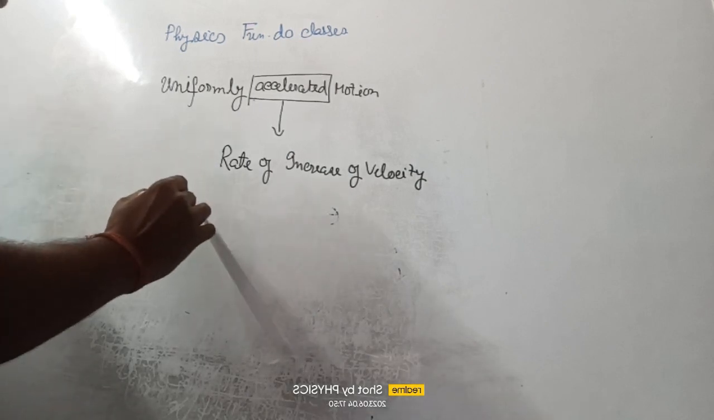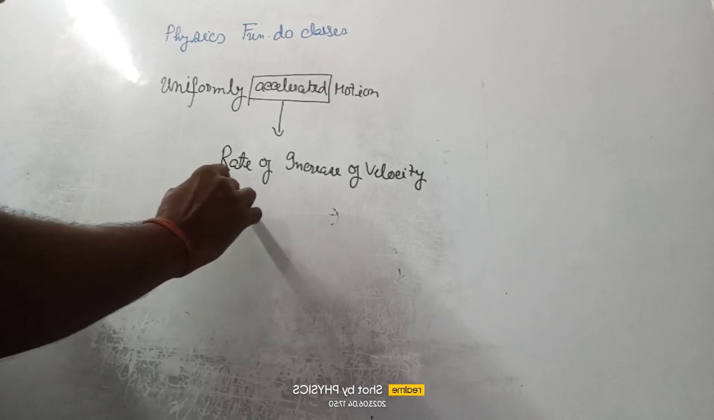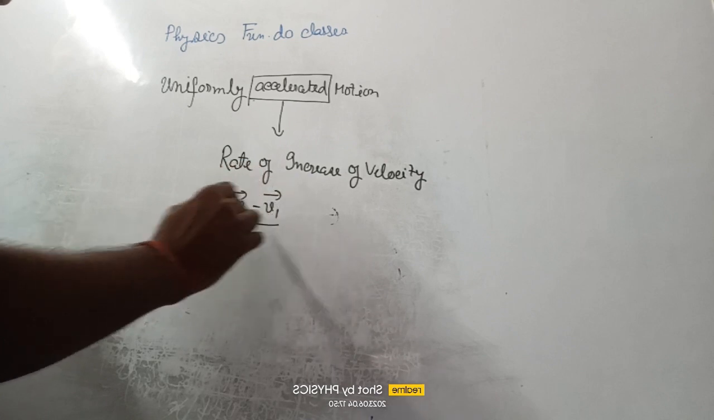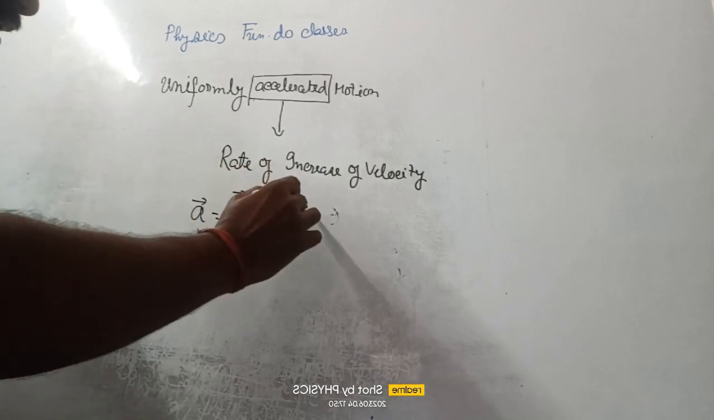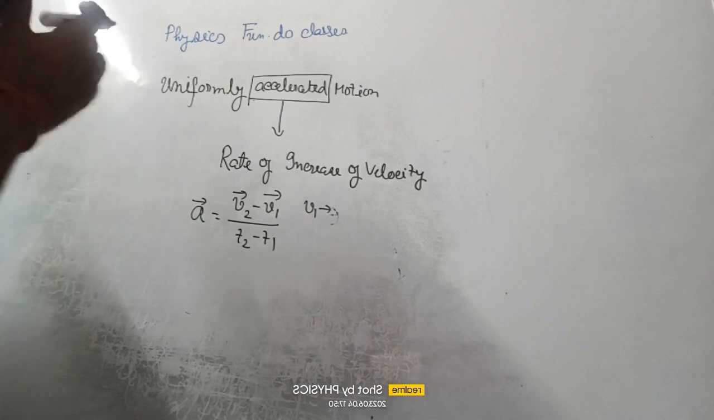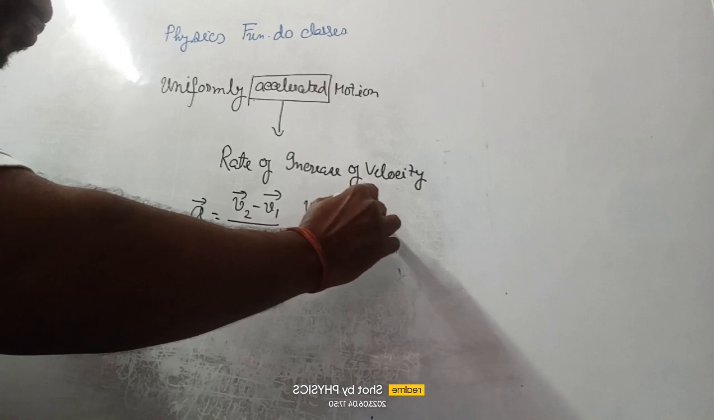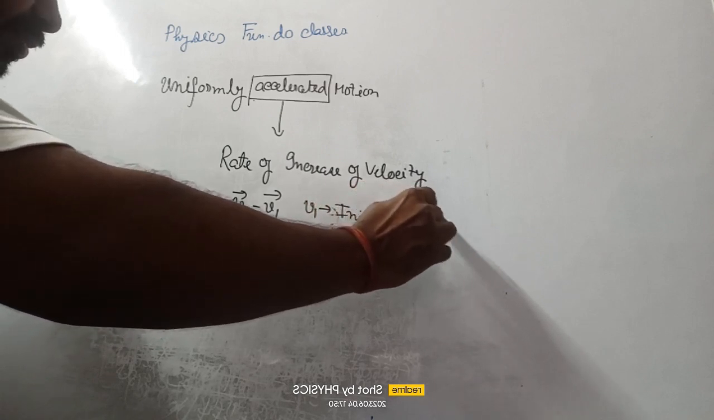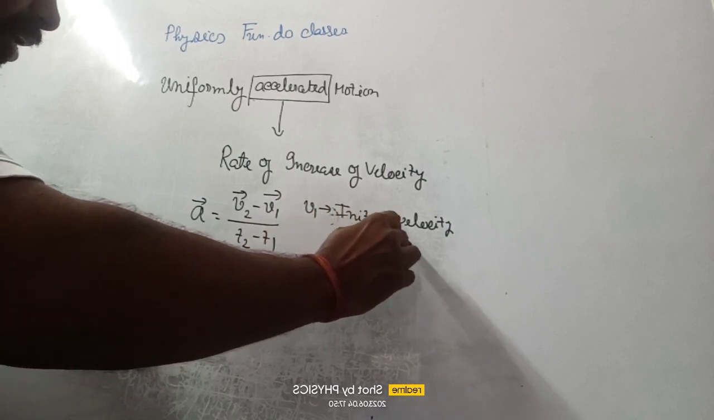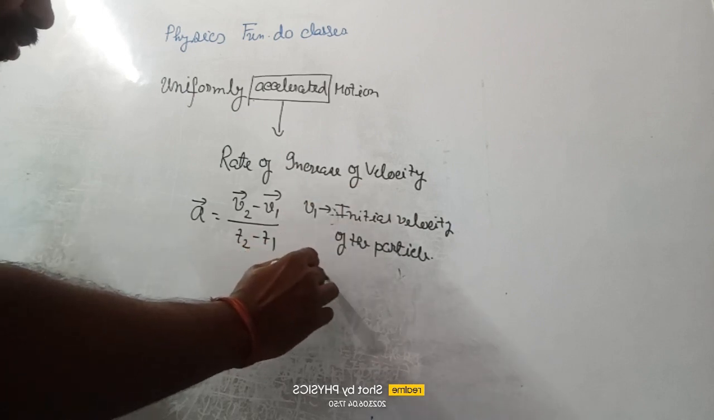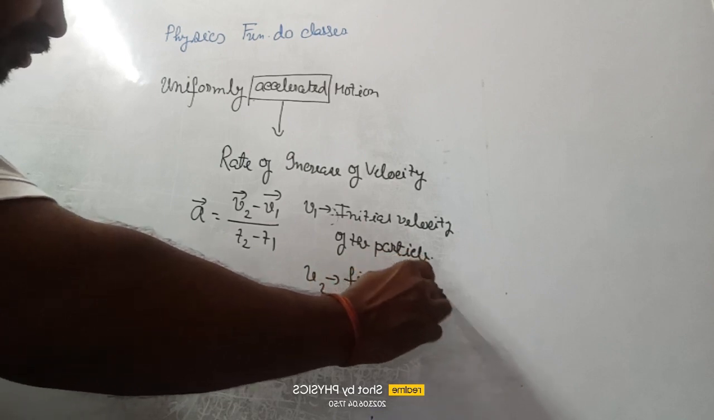Now numerically we have the acceleration is equal to v2 minus v1 by t2 minus t1, where v1 is the initial velocity of the particle and v2 is the final velocity of the particle.